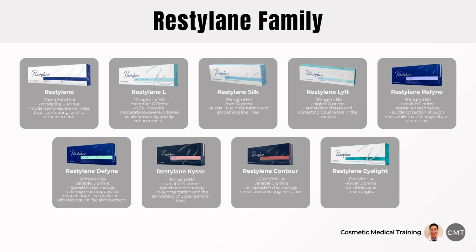Restylane Lift, formerly known as Perlane, has larger gel particles and a higher G prime, offering more substantial volumizing and lifting capacity. It's excellent for enhancing cheeks and correcting volume loss in the midface. HA concentration is 20 milligrams per ml.